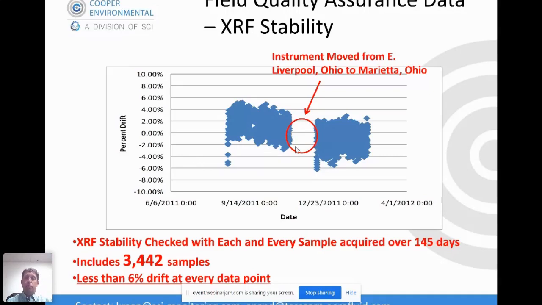And then this shows the same data, but for the stability check that is done with each and every sample. What this shows is you have almost 3,500 samples over the course of 145 days plus a move, and there's less than 6% drift at every single data point. This is the kind of stability that we typically see from the instrument. And that gives you as a user the assurance that the data that you're using in your source apportionment, your source identification studies is valid.